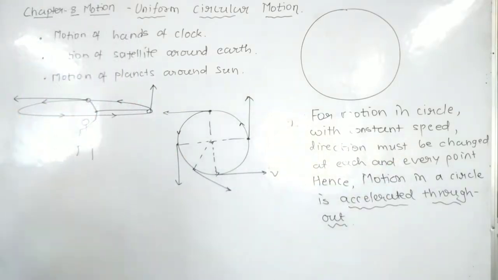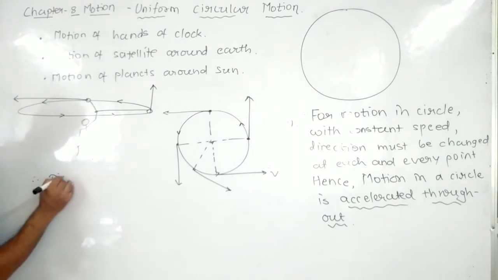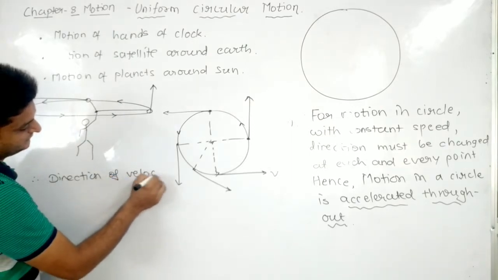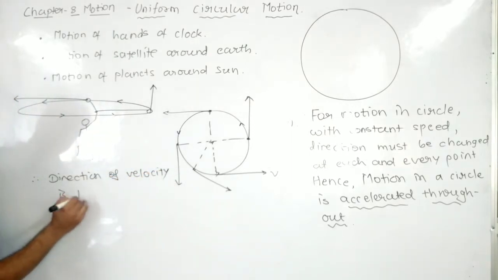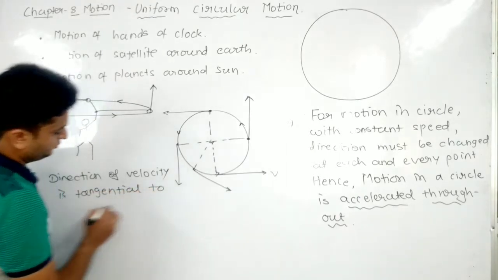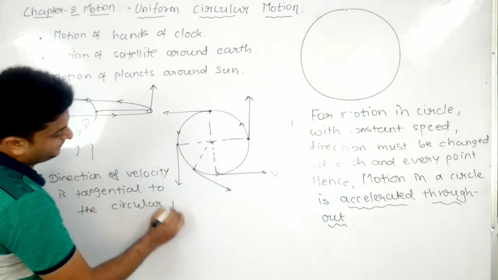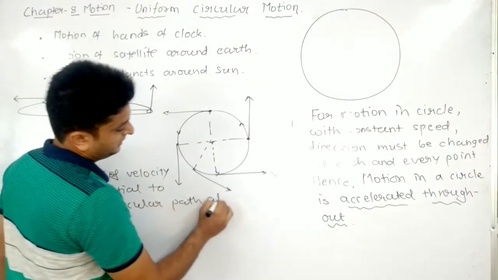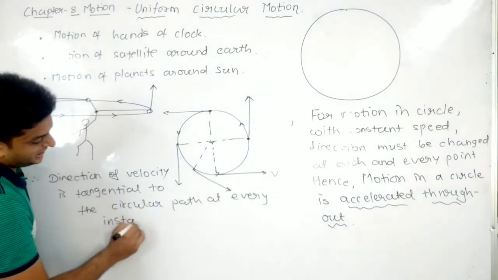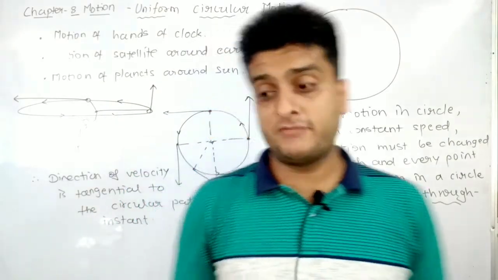So I will mention here that the direction of velocity is tangential to the circular path at every instant. Okay, I can prove it in one more way.